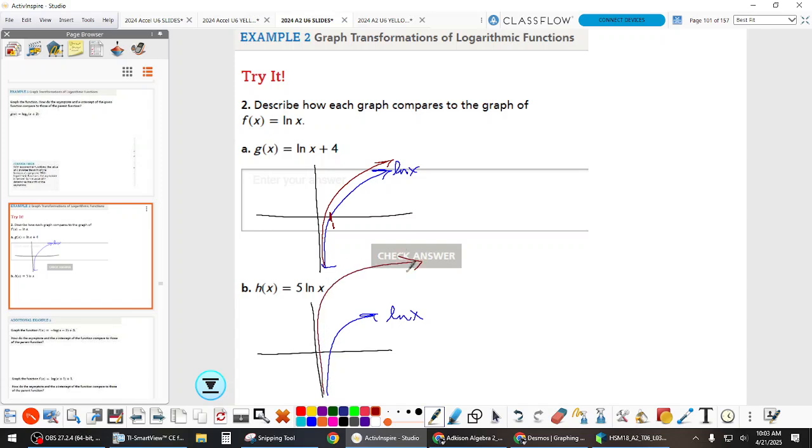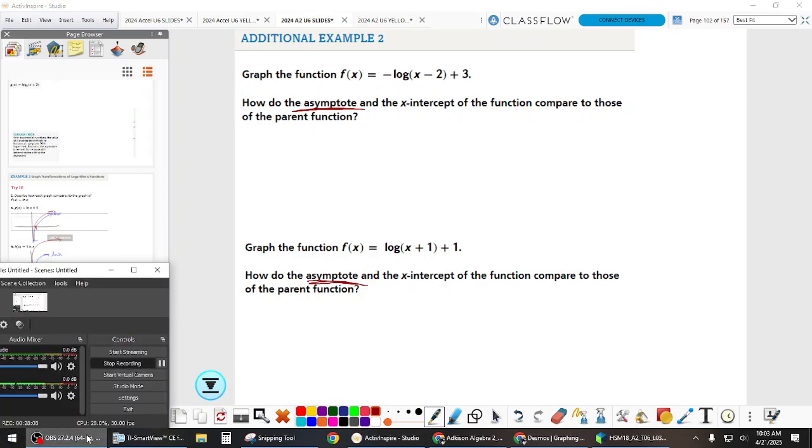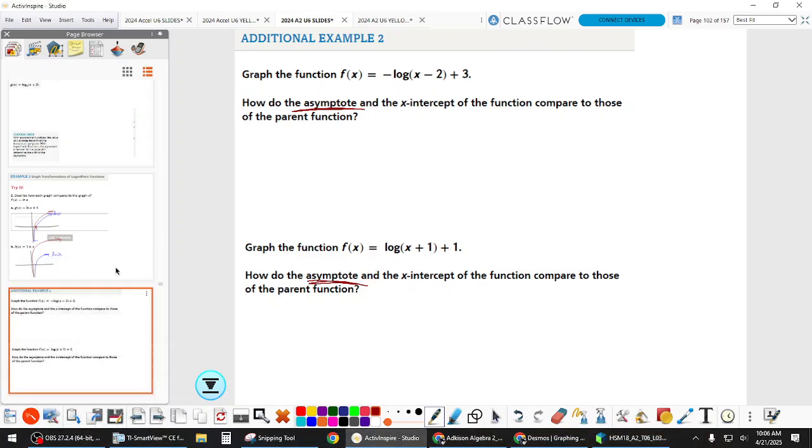Okay, how'd you do on those? Everybody good? Okay. Yeah, I figured this would go pretty smoothly. Let's do these two. This time I do want you to talk about the asymptote and x-intercept. It says, how do they compare? I think you're probably able to give me the equation of the asymptote and then just tell me how the x-intercept changes. So maybe 30 to 40 seconds.